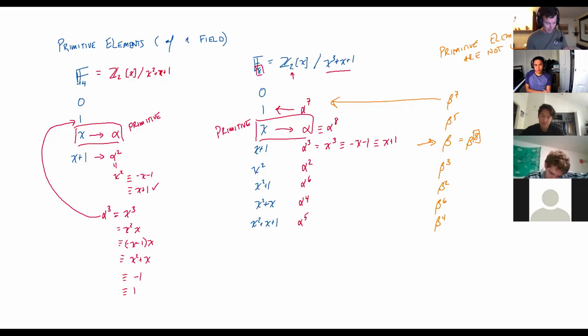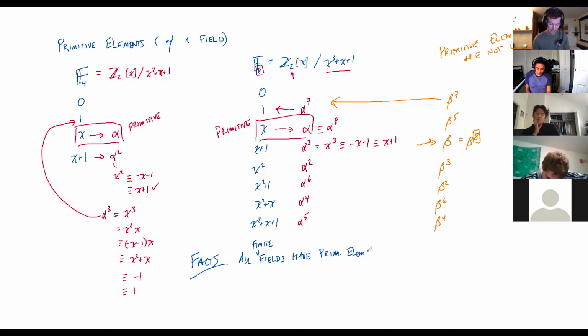Let's see, other factoids. All finite fields have a primitive element. You're guaranteed that based on the way we've defined multiplicative inverses and closure of fields. And so what else can we say? Other important facts. I said all finite fields have primitive elements. Not plural, have at least one primitive element.